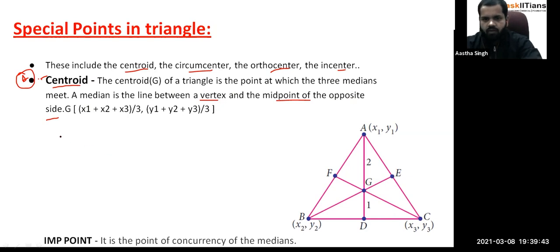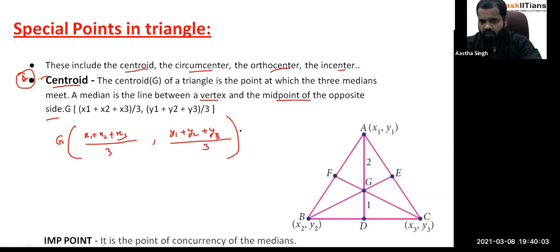And what will be the coordinates of G? The coordinates of G will be x1 plus x2 plus x3 divided by 3. The y coordinate will be y1 plus y2 plus y3 divided by 3. What are x1, y1, x2, y2, x3, y3? If point A has coordinates x1, y1, B has x2, y2, and C has x3, y3, then G will have these coordinates, right?